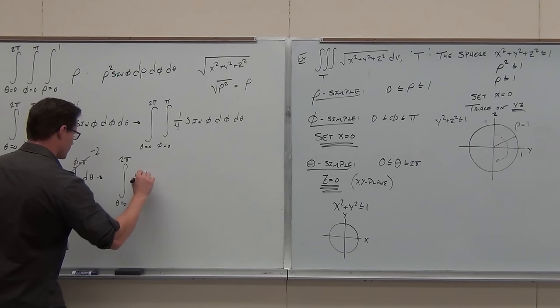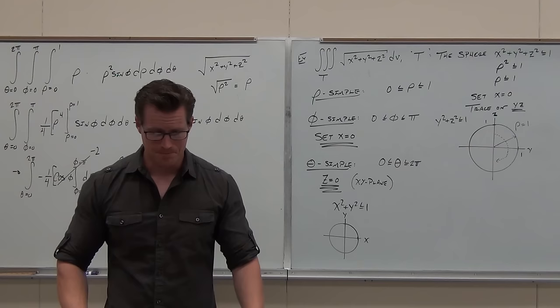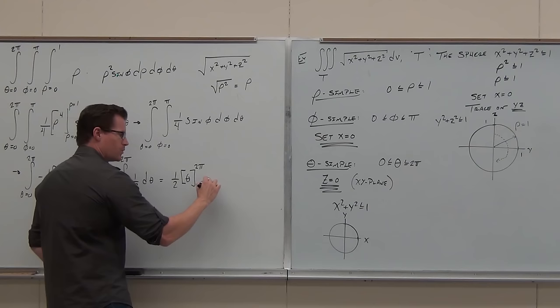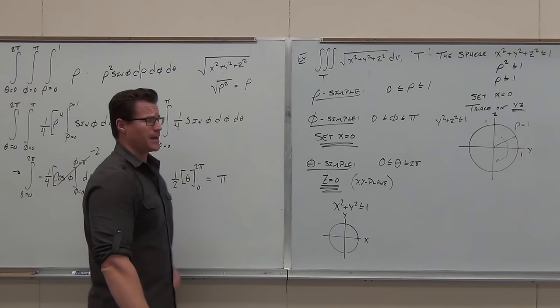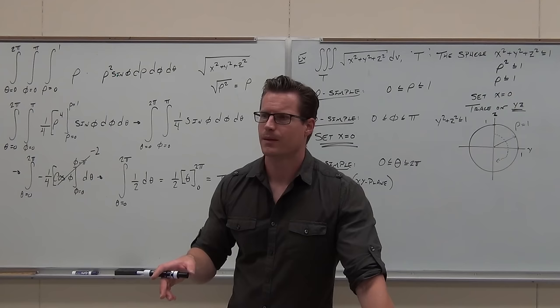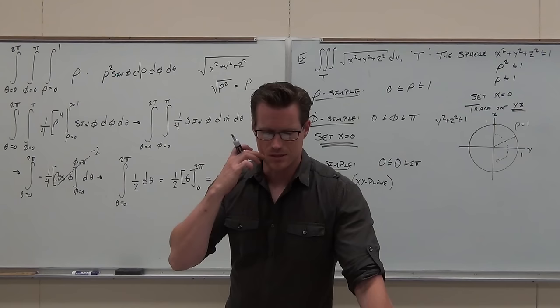It's pretty nice after that. We get 1/2 theta, we evaluate theta from 0 to 2 pi, and we get pi. What is that? What's the pi that we're getting right here? The mass of the sphere. That's the mass of that particular sphere, given that mass density function.